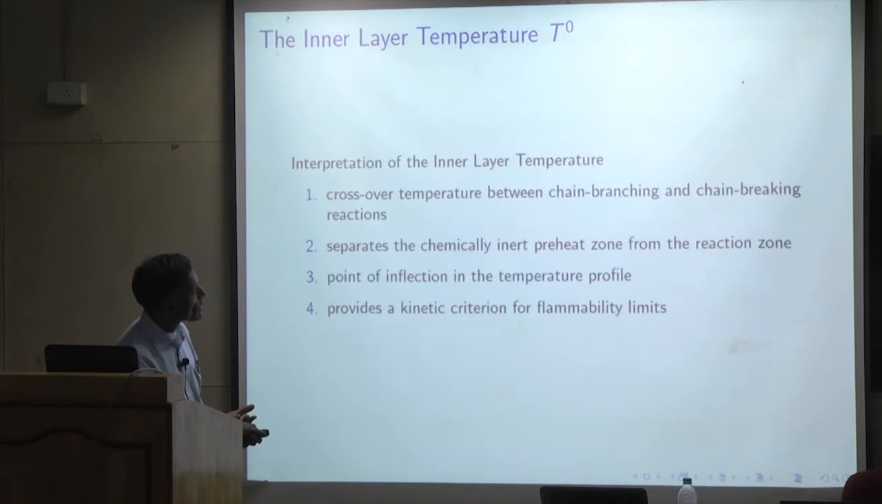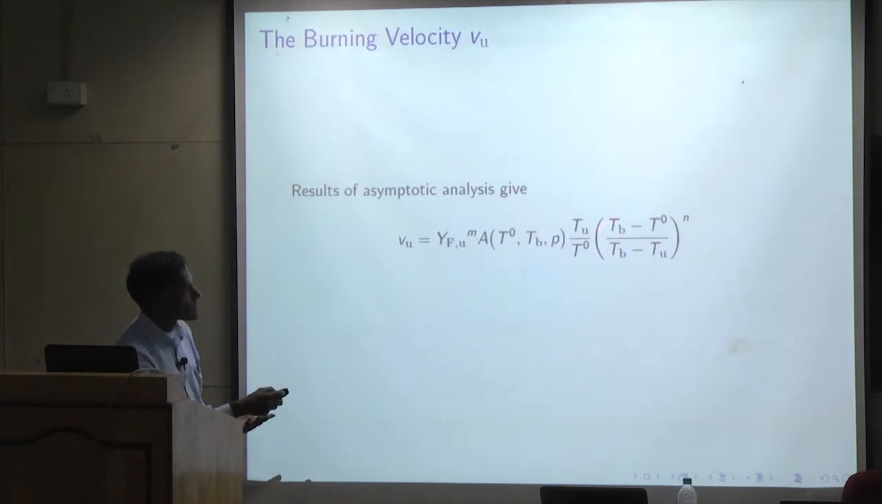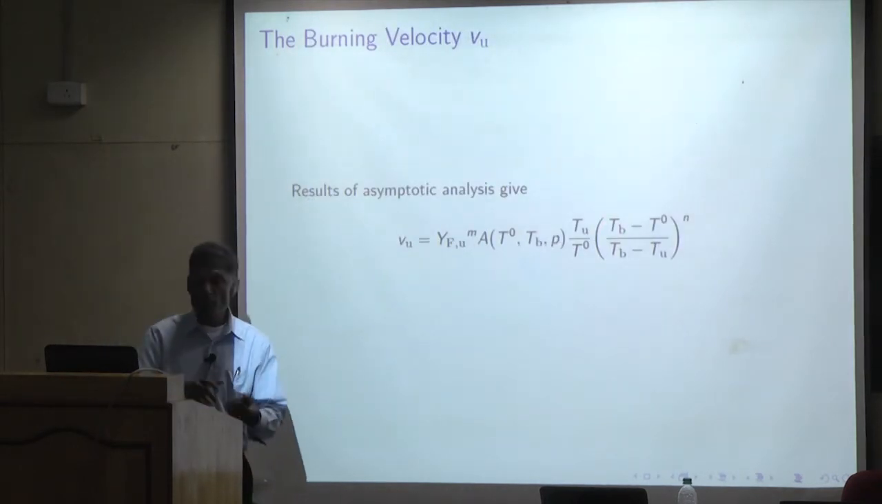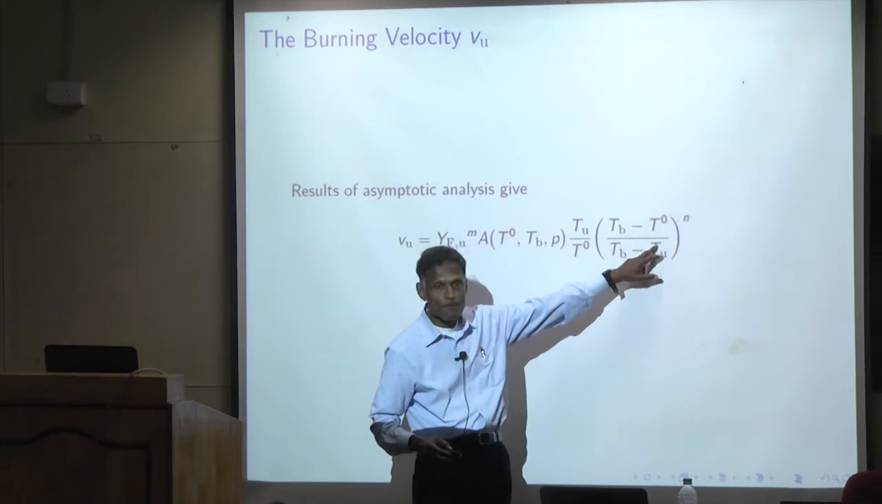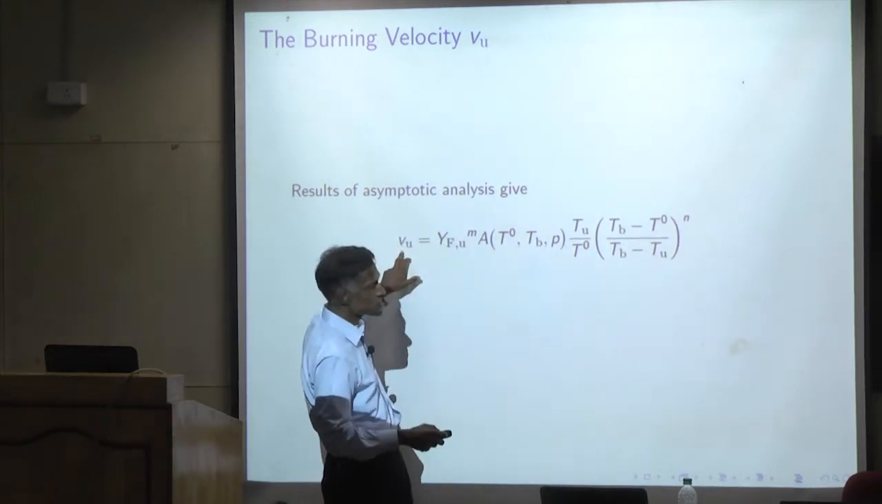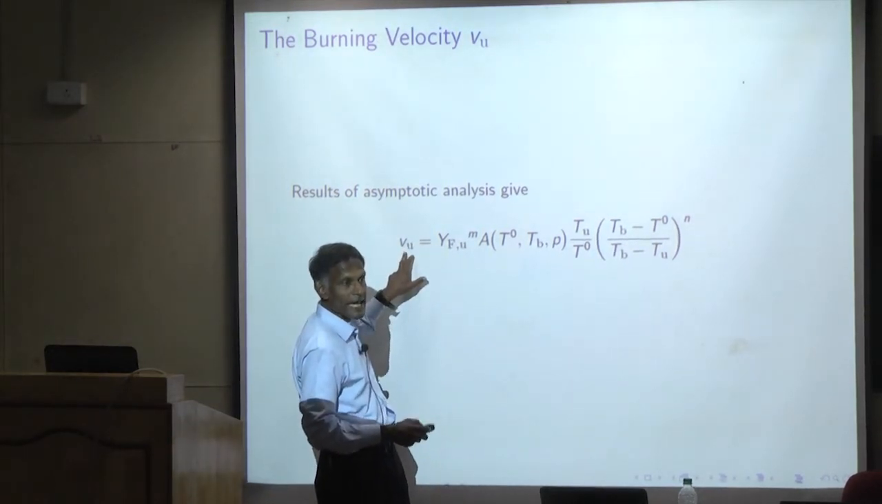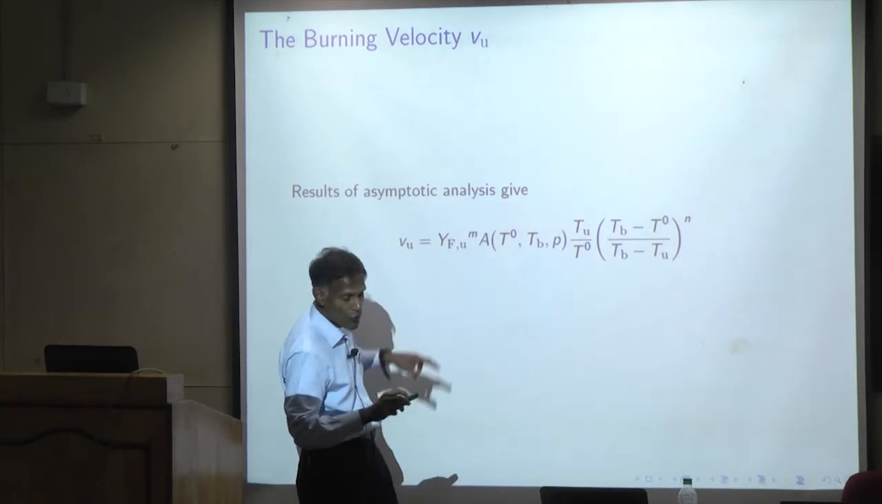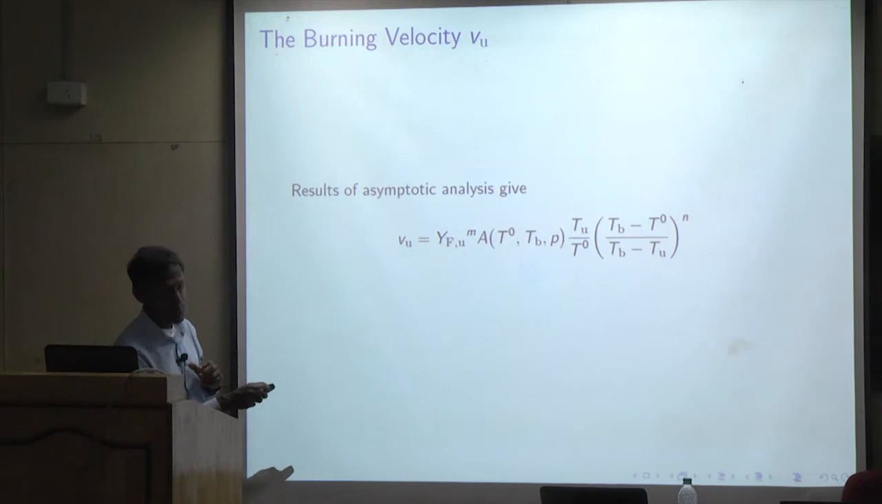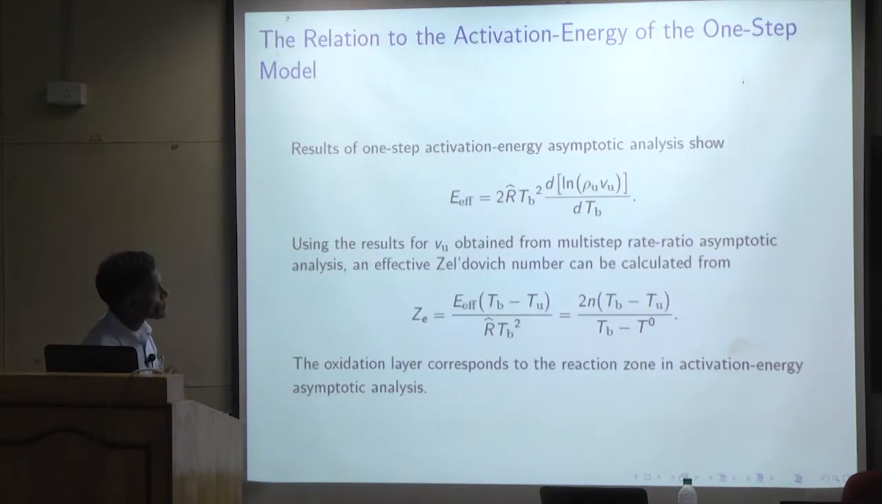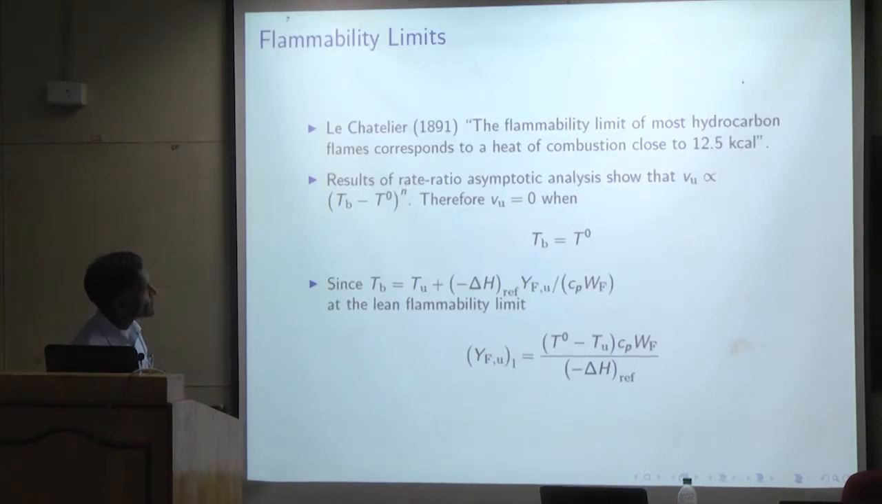Now this has nothing to do with the adiabatic temperature. If you take a reactive mixture whose adiabatic temperature is really the crossover temperature, then the burning velocity goes to 0, and that is the flammability limit. So when you seek a reactive mixture whose adiabatic temperature is the crossover temperature, that's what we did here.